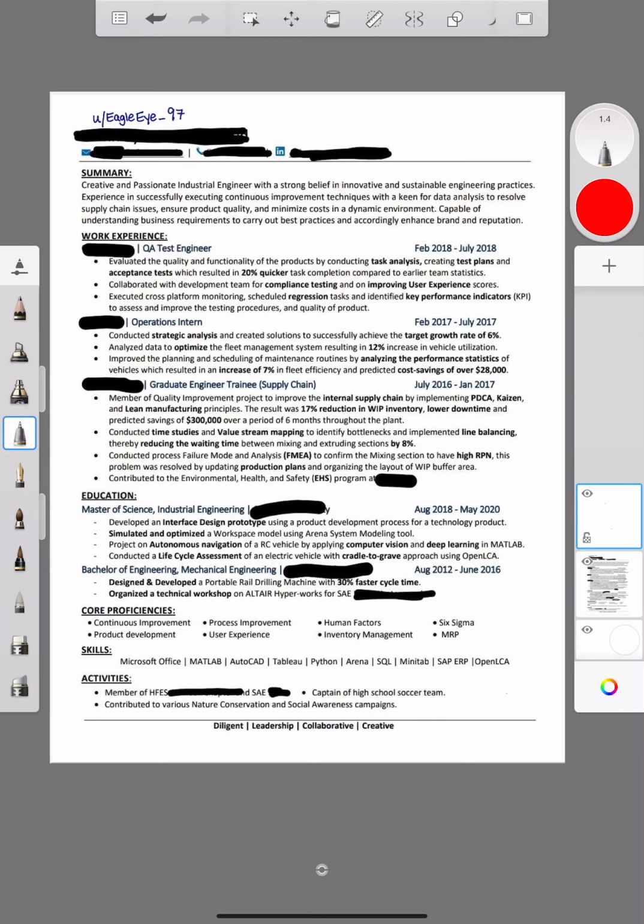So first off, I see a summary. I see Microsoft Office. I see some soft skills. I see bold font. I see navy blue font. But I see soft skills in multiple places. All right, let's just get right into it.